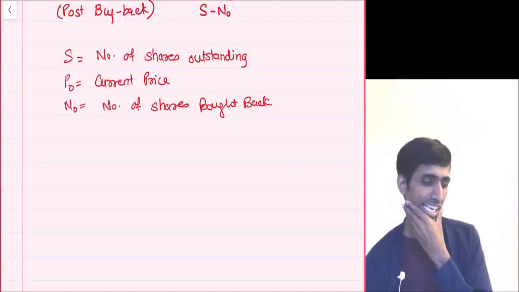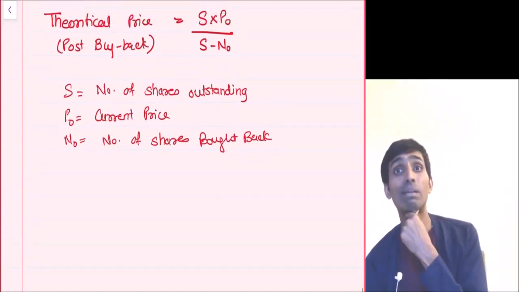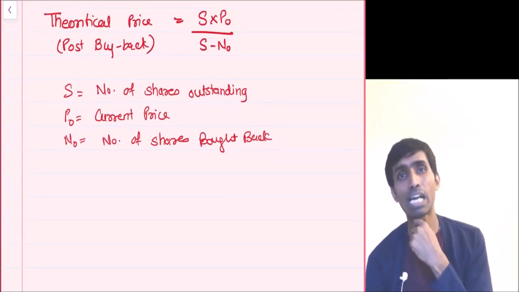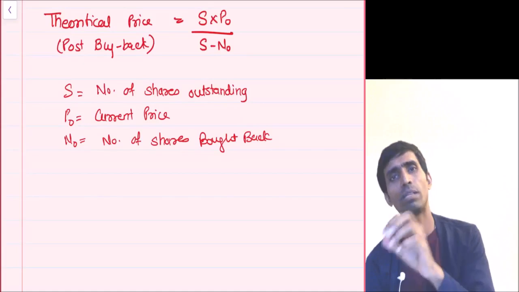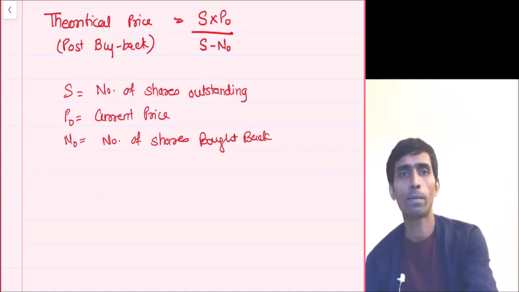When you do S multiplied by P, it is market cap. What we call market cap, we generally hear in the news. Market cap means the number of shares outstanding multiplied by the current market price. Okay.